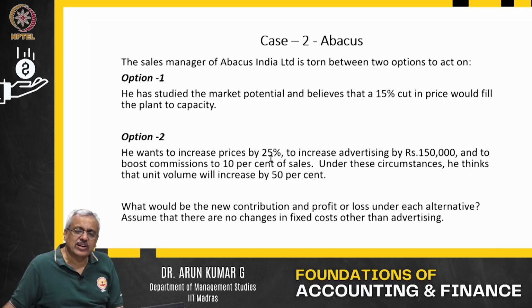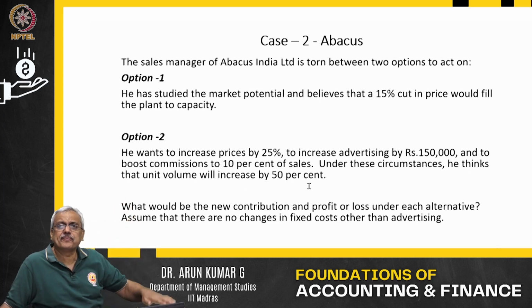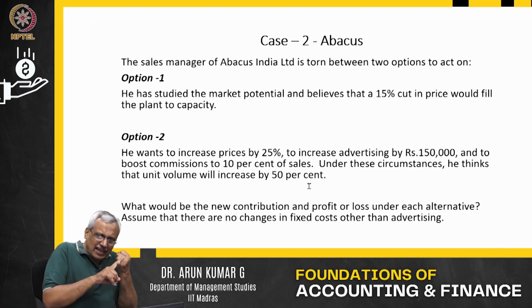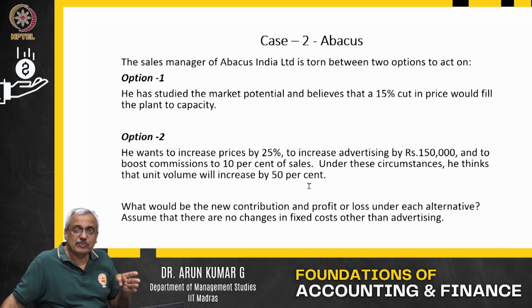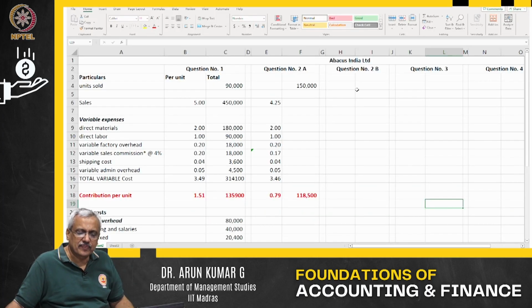He wants to increase the price by 25%, to increase the advertising by 1,50,000 and to boost the commission on sales to 20%. Under these circumstances, he thinks the unit volume will increase by 50%. Let us keep this. So, what are the three things? Price increase is 25%, advertising budget is 1,50,000 more, then commission is 10% more, my sales is going to be 50% more. Let us go to the Excel and try and see if we can work on all that.